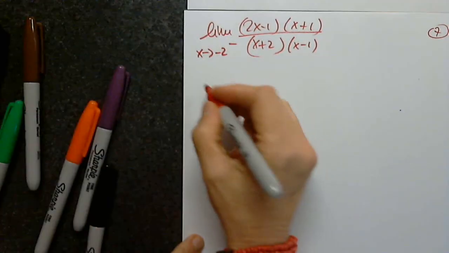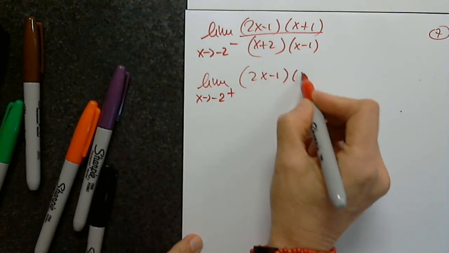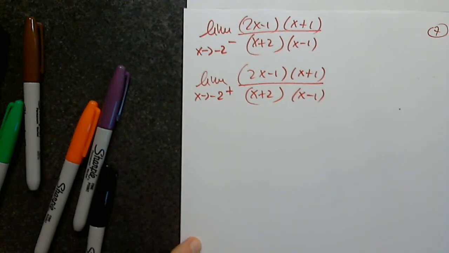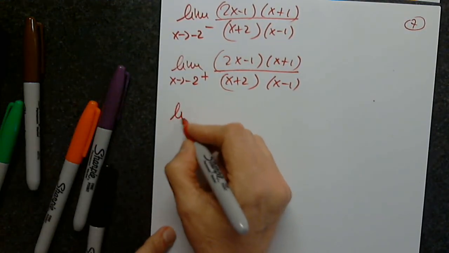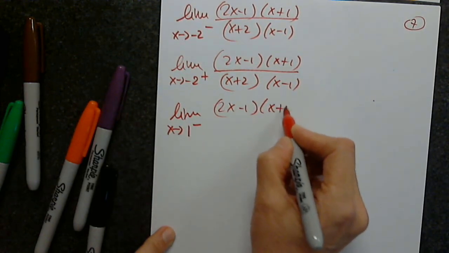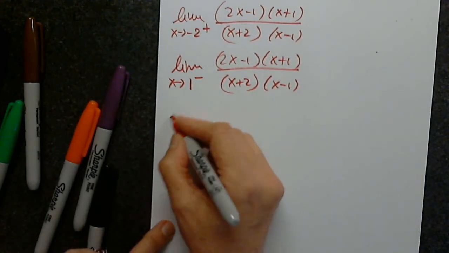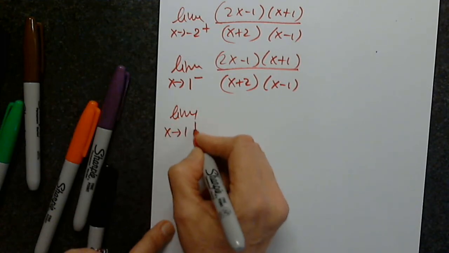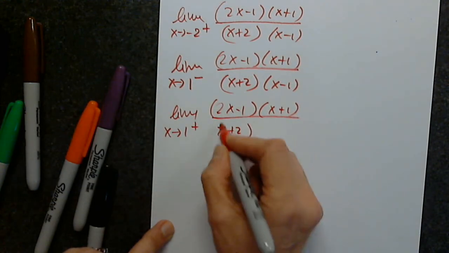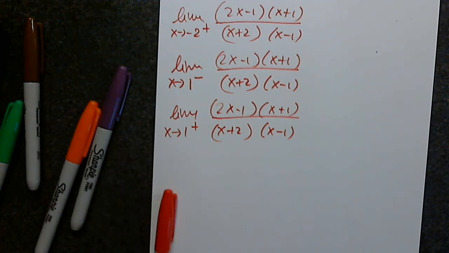So the next one will be the limit as x approaches negative 2 from the right of 2x minus 1, x plus 1 over x plus 2, x minus 1. And of course, two more. Limit as x approaches 1 from the left, 2x minus 1, x plus 1 over x plus 2, x minus 1. I'm okay if you want to determine this with the graphing calculator, but it's too easy to even bother with it. But it's up to you. It's a lot of writing anyway. So let's do this together.